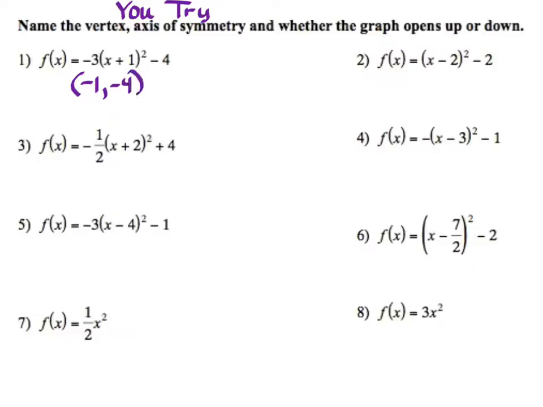So that's the vertex. The axis of symmetry is just simply x equals h. We already know that h is -1, so it's x equals -1. And finally, we're going to inspect the value of a. a is negative, and so therefore it is going to be opening down.